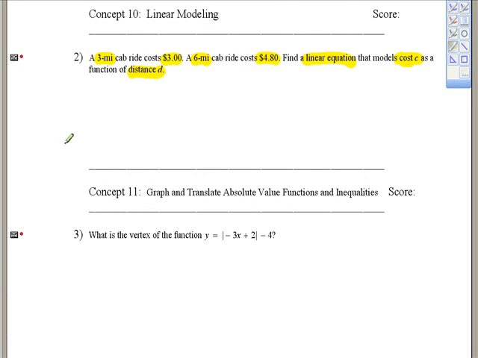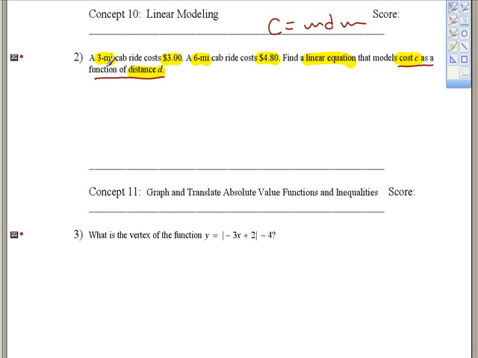When they say cost C as a function of D, that means we should have C equals some stuff over here that has a D in it. Okay? That's the basic format of our answer. Models the cost C as a function of the distance D means C is going to equal some stuff with a D in it. So let's see what else they've given us.